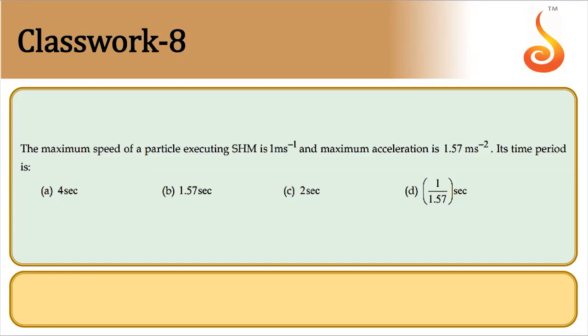The maximum speed of a particle executing SHM is 1 meter per second and maximum acceleration is 1.57 meter per second square. Its time period is: 4 second, 1.57 second, 2 second, 1 by 1.57 second. So maximum speed is given, maximum acceleration is given.